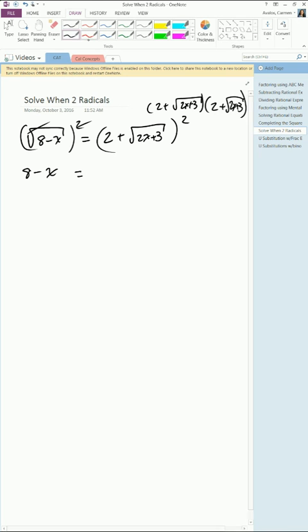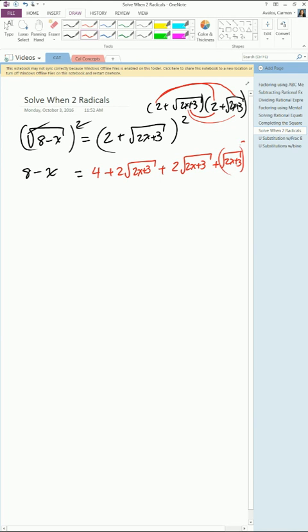And what you're going to actually do here is the distributing. You multiply these two together and you end up with 4. You multiply these two together and that's going to be 2 times the square root of 2x plus 3. Then you multiply these two together, it's 2 square root of 2x plus 3. And then you multiply these two together. They're two radicals, so that just means we're going to get the square root of 2x plus 3 squared, and that's going to cancel.